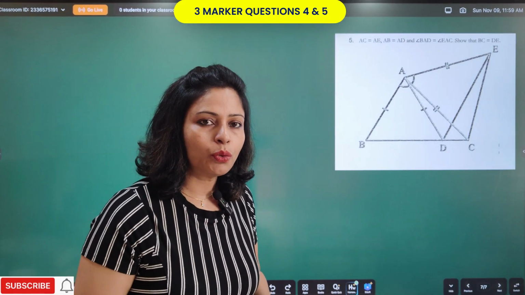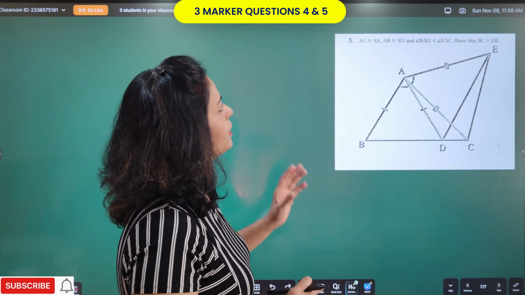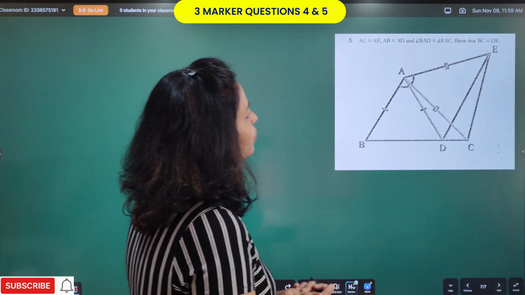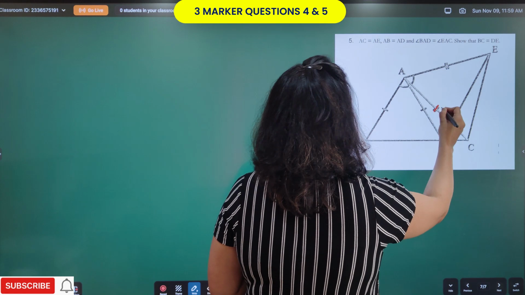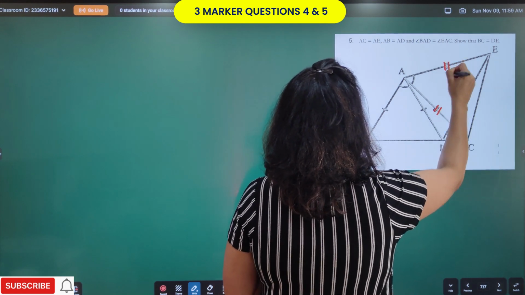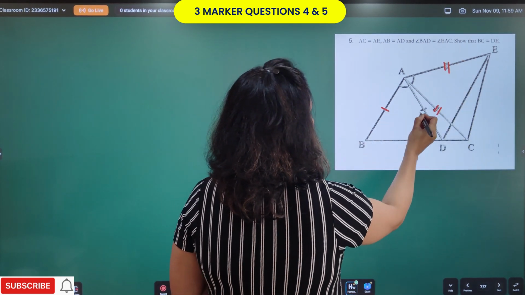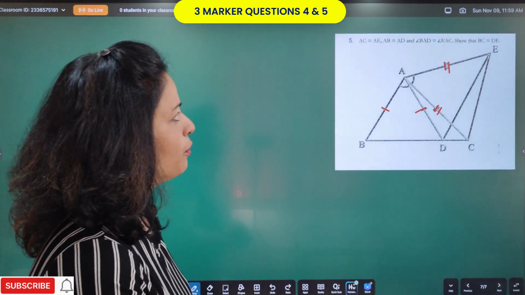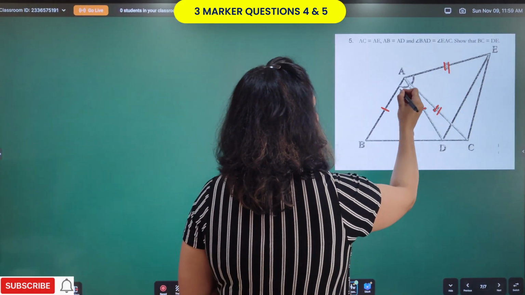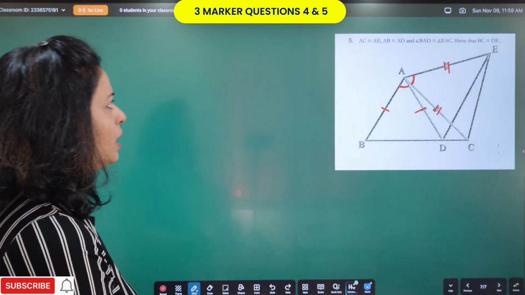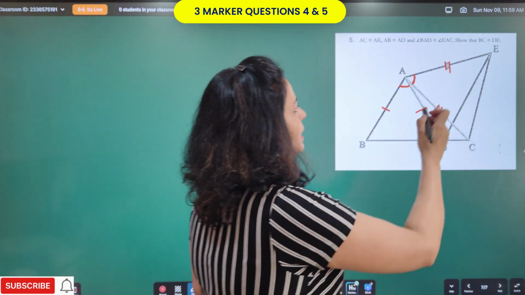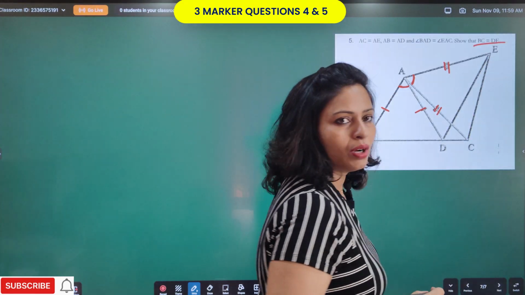Coming to the fifth question in the 3-mark questions. So here they have given you some figure. Here they have told that AC is equal to AE and AB is equal to AD. This is the information they have given you, and also they have given you angle BAD is equal to angle EAC. So here you have to show BC is equal to DE.